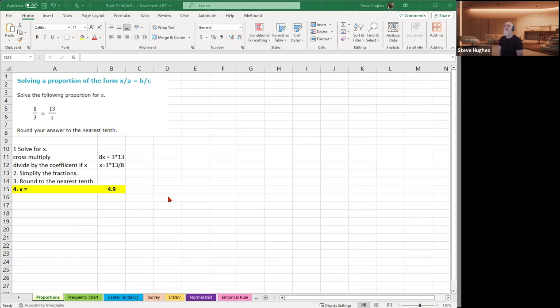The first step is to solve for x. So what did we do? The first thing I did, everybody, was to cross multiply. That's step one. So I take my equation, 8 over 3 equals 13 over x. I cross multiply. It gives me 8x equals 13 times 3. All right, that's step one. You can see that right here.